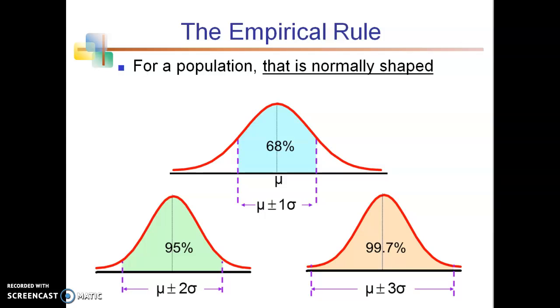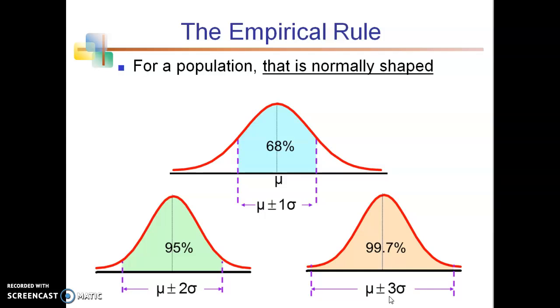The rule says that 68% of your data will lie within 1 standard deviation of the mean. It says that 95% of your data will lie within 2 standard deviations of the mean. And it says that 99.7% of your data, almost all of it, will lie within 3 standard deviations of the mean. We're just given these numbers. We don't have to calculate them.